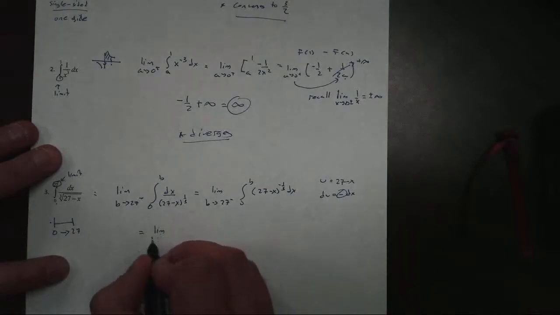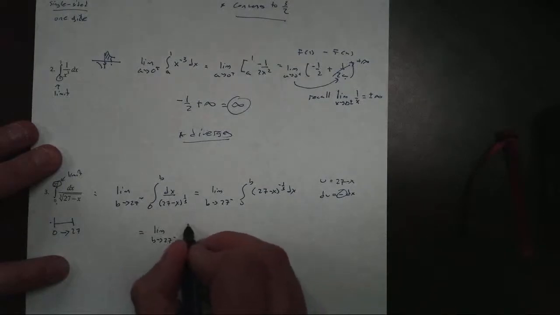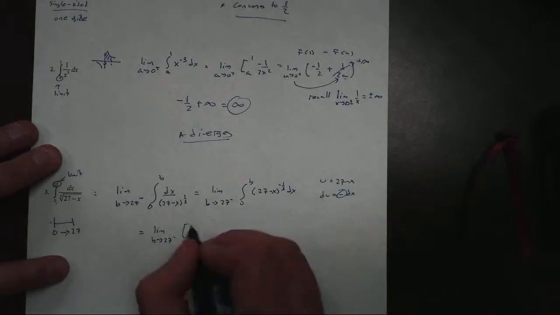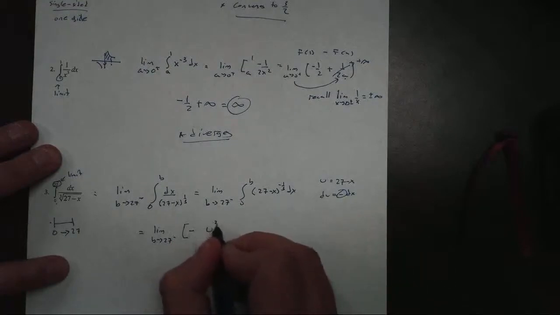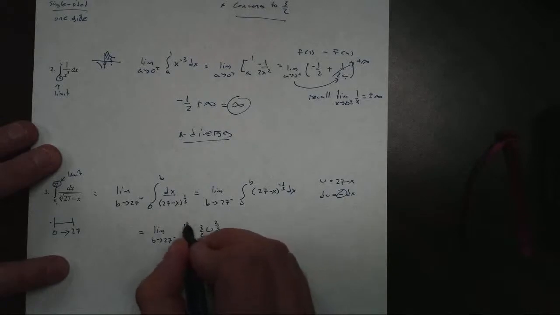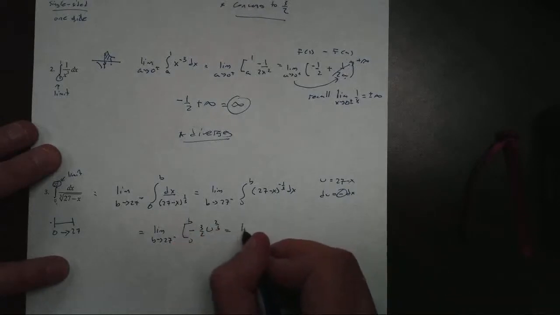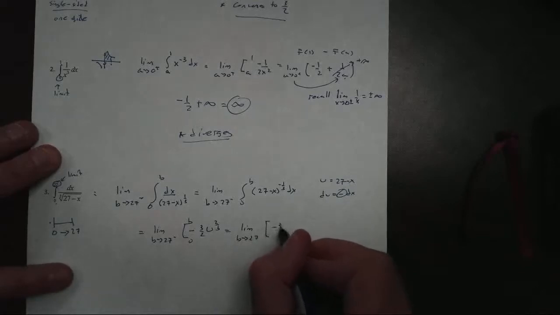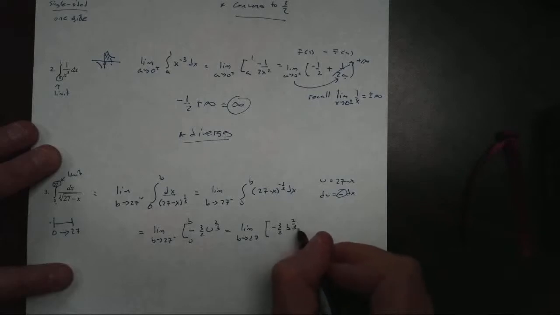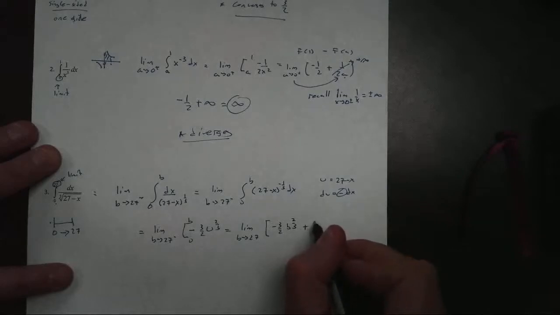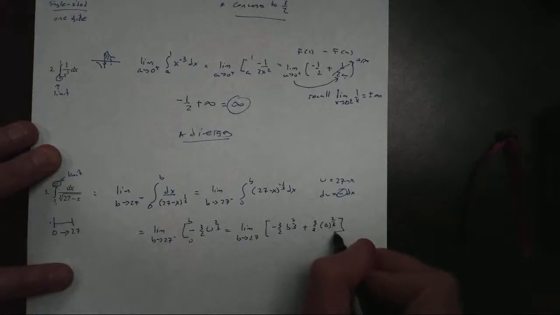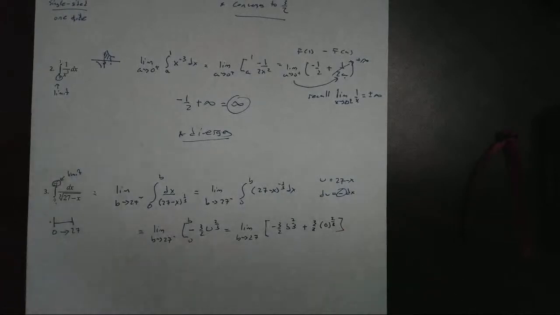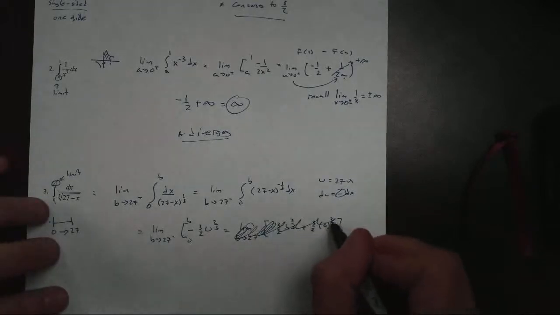We get the limit as b goes to 27 from the left of the following. This just becomes negative u to the 2/3 times 3/2 from 0 to b. And I just plug it in. The limit as b goes to 27 from the left, negative 3/2 b to the 2/3. This becomes plus 3/2 times 0 to the 2/3. Now, whoops, made a mistake there. Made a big mistake. I did make a mistake.